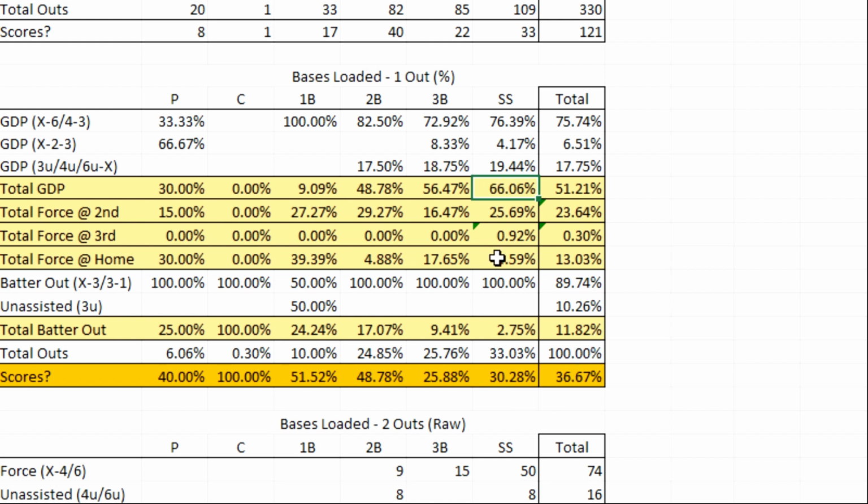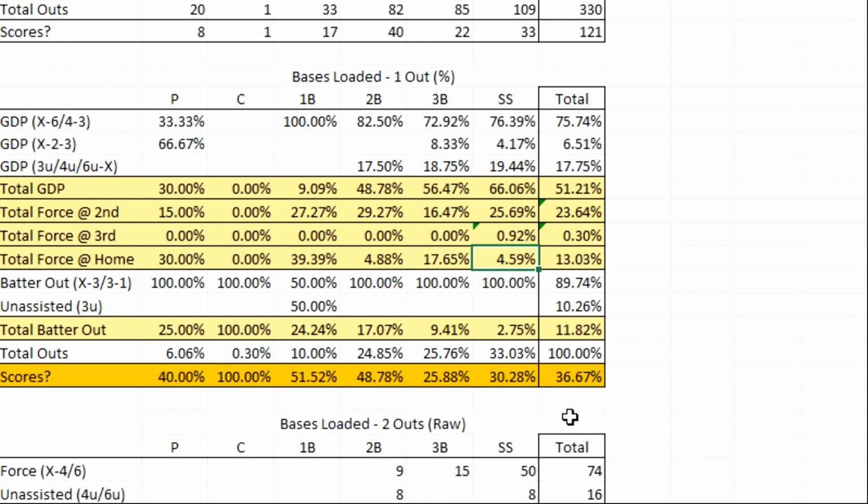And we can see the difference between the double play and the scoring. Those add up to 96%. So there are 4% of cases where the runner on third does not score and a double play isn't completed. 5% of the time, that's because there's still a force at home. So you add those up, and that's almost 100% there.